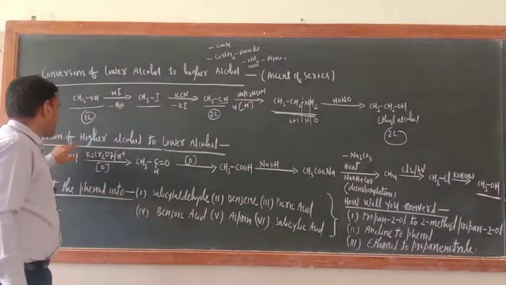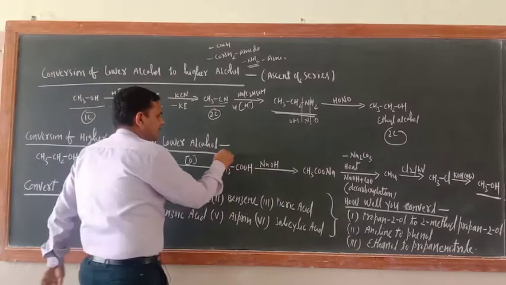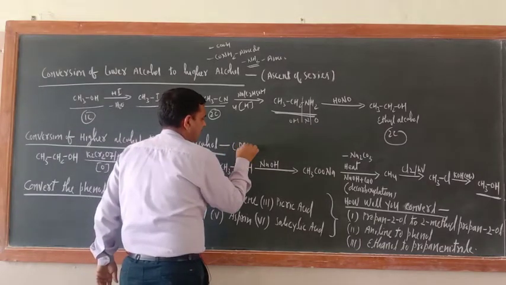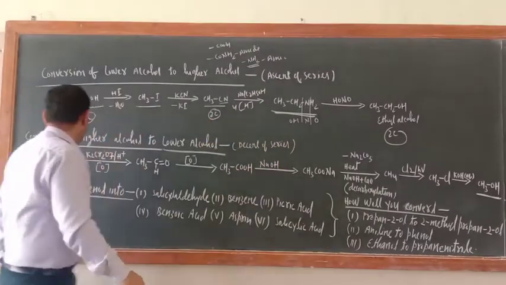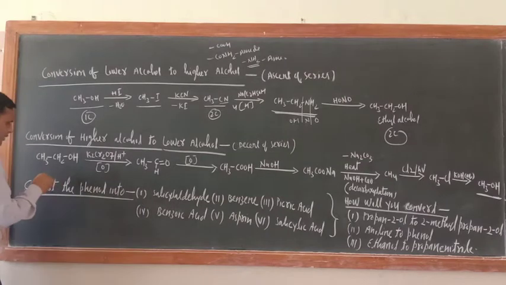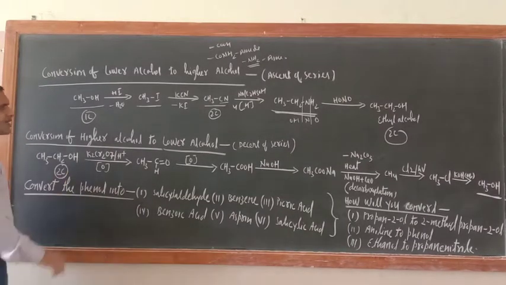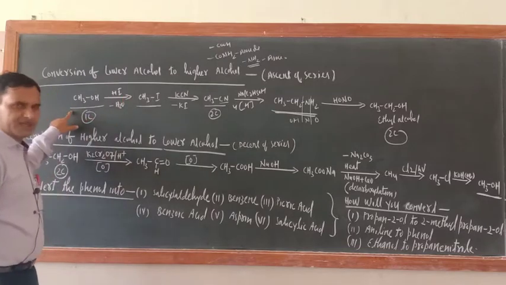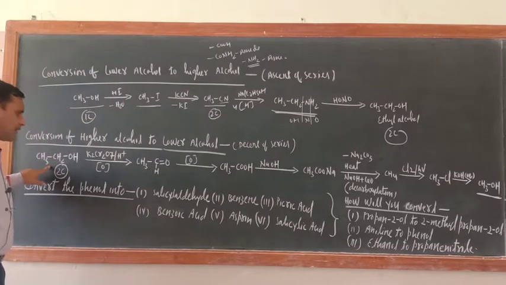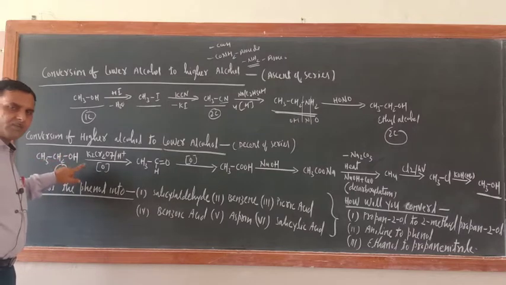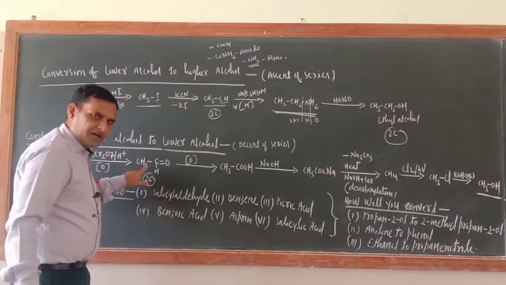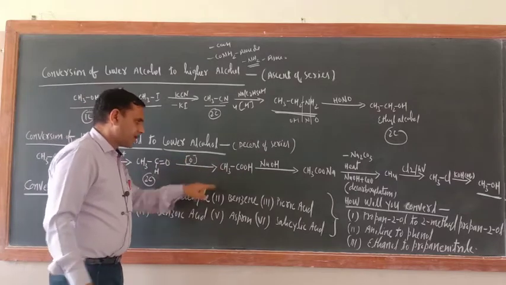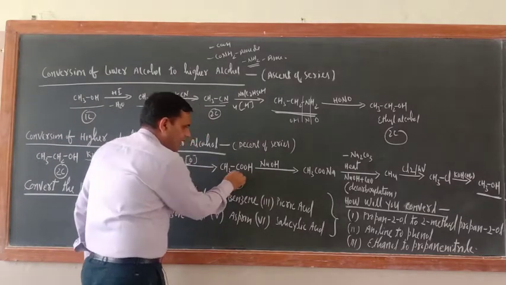Another one is conversion of higher alcohol to lower alcohol. This is known as descent of series. You started with a 2 carbon atom alcohol, that is, conversion of ethyl alcohol back to methyl alcohol. This is ethyl alcohol. When a primary alcohol is subjected to oxidation, the product is aldehyde; here also the carbon atoms are 2 only. Now if the aldehyde is subjected to oxidation, the product is carboxylic acid. Here also 2 carbon atoms.